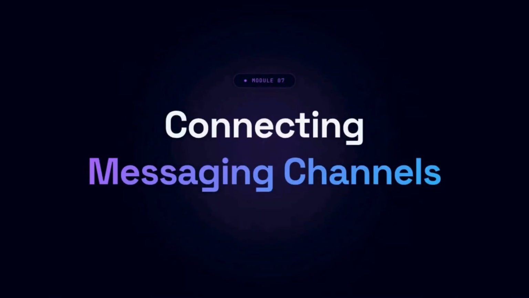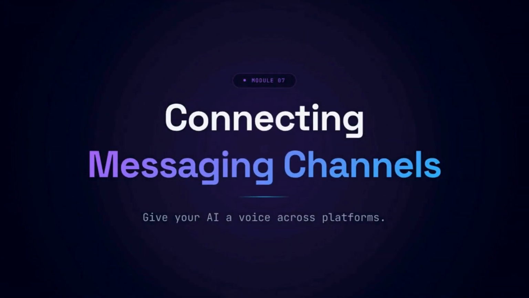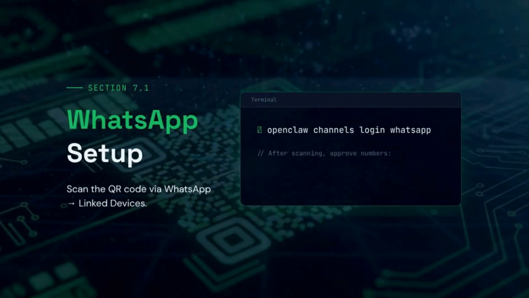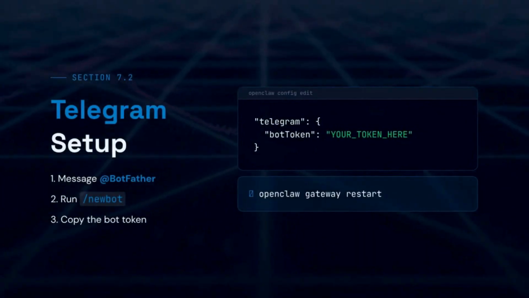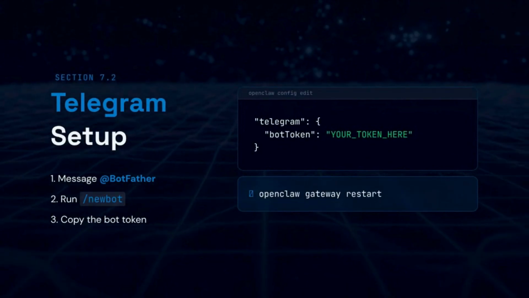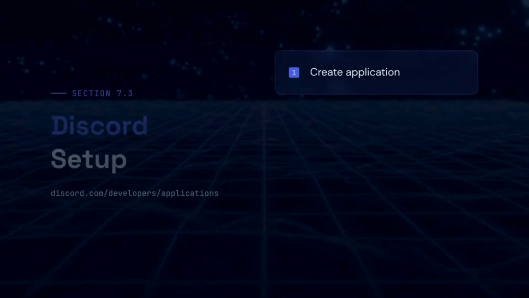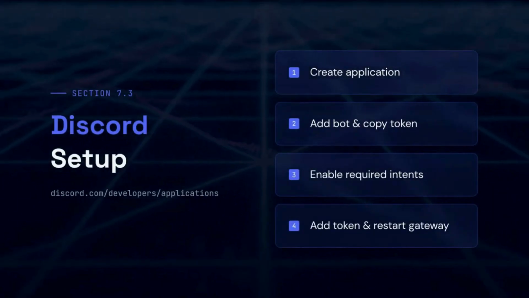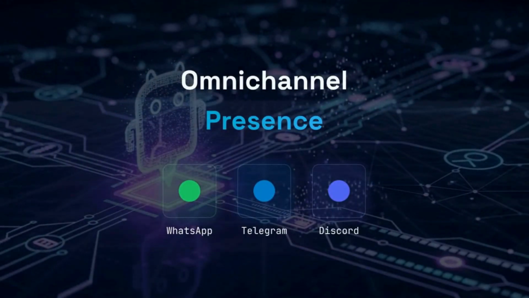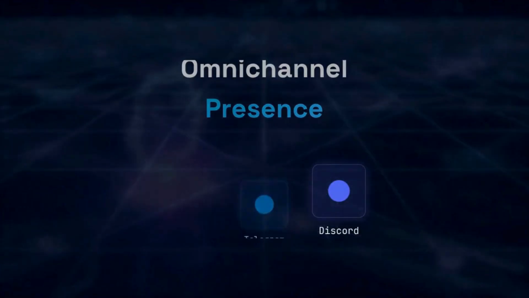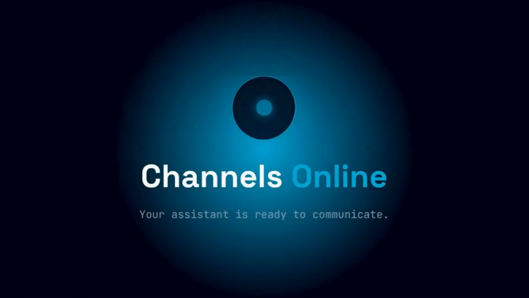Next, connect your messaging channels. For WhatsApp, run openclaw channels login whatsapp, then scan the QR code using linked devices in WhatsApp. You can approve specific numbers using the pairing approve command. For Telegram, message BotFather, create a new bot, copy the token, then run openclaw config edit and paste the token into the Telegram section. Restart the gateway afterward. For Discord, create an application in the developer portal, add a bot, copy the token, enable the required intents, add it to your config, and restart the gateway.